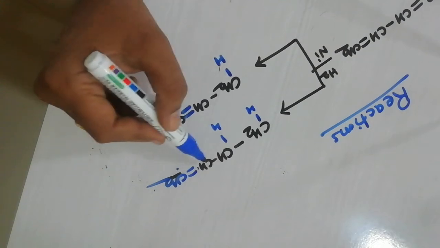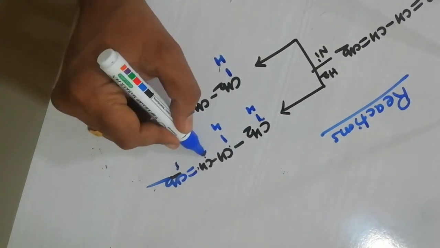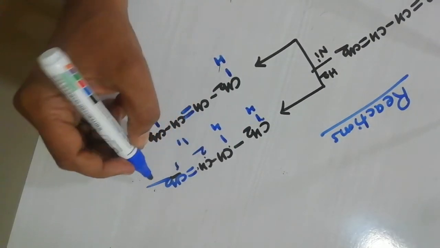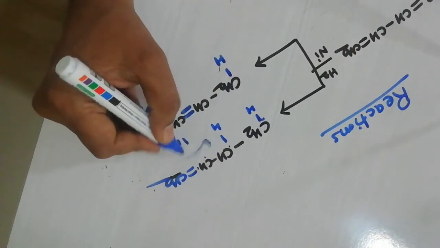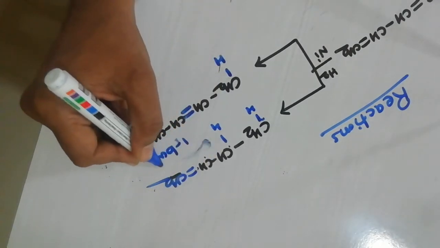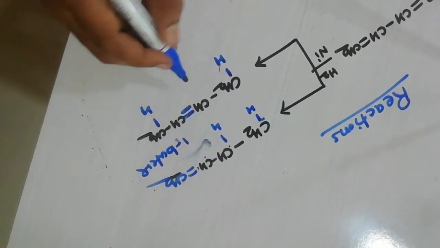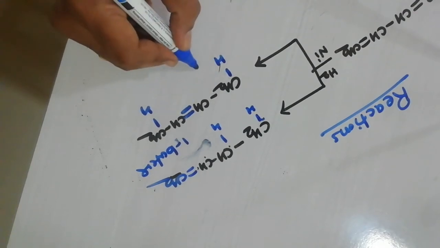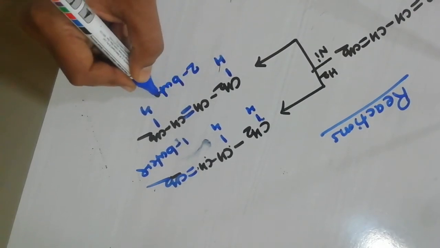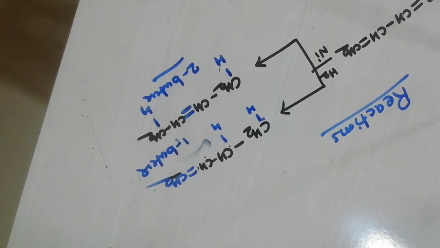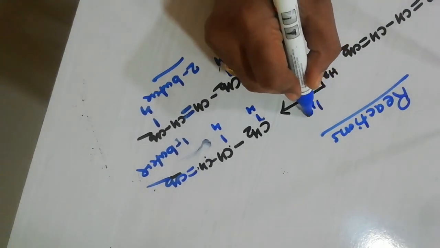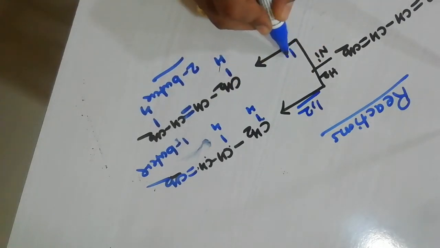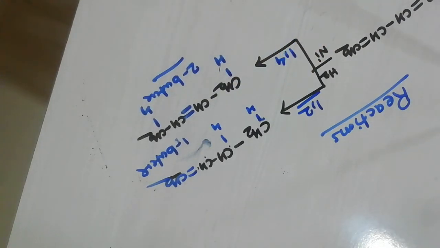One of them is 1, 2, 3, 4, and the double bond is between carbon number 1 and 2. So, what can I call it? I can call it 1-butene. And the second compound that I will get, I can label it like 2-butene. So 1-butene and 2-butene are the products, and this is because of what? The first product is because of 1,2 addition, the second product is because of 1,4 addition.